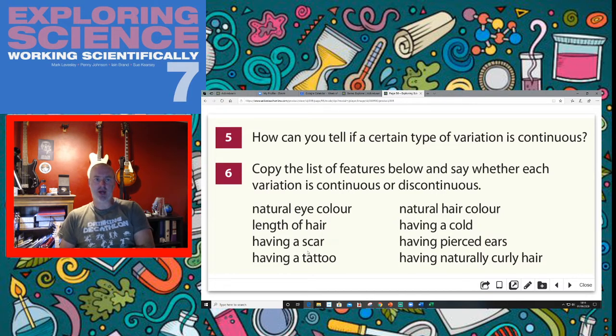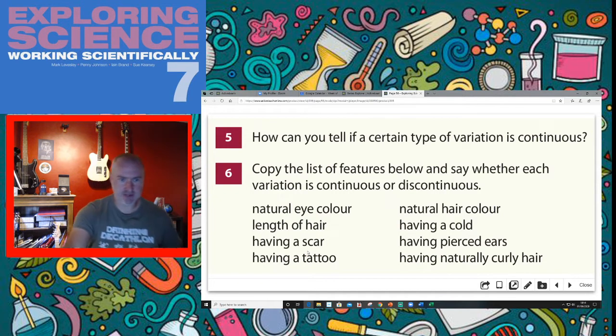Now, when you can do that with a type of variation, we call that discontinuous variation. As you get older, you might hear the word categoric variation, putting you into categories, right? Categoric categories. But for now, discontinuous is a term we're going to use. Not all variations are discontinuous. So let me give you an example here.